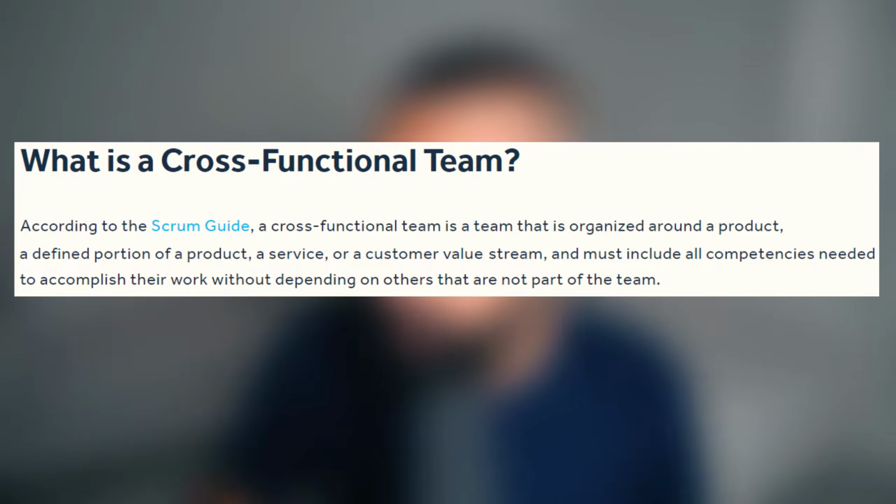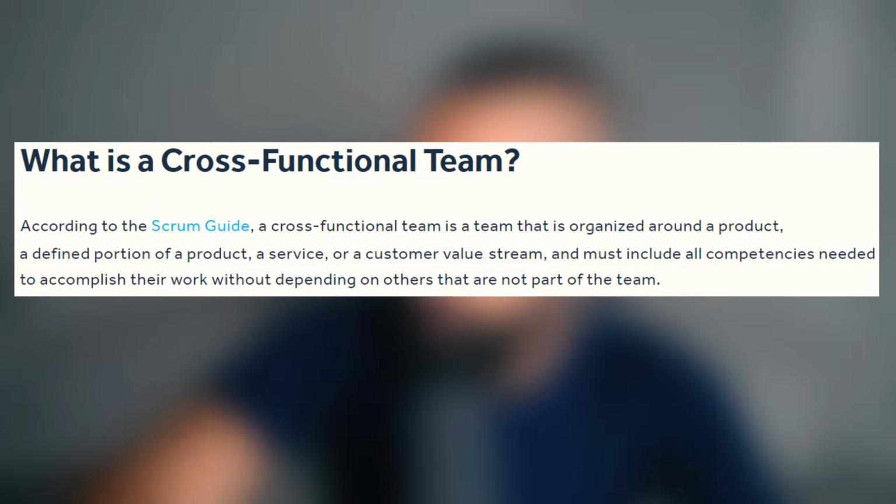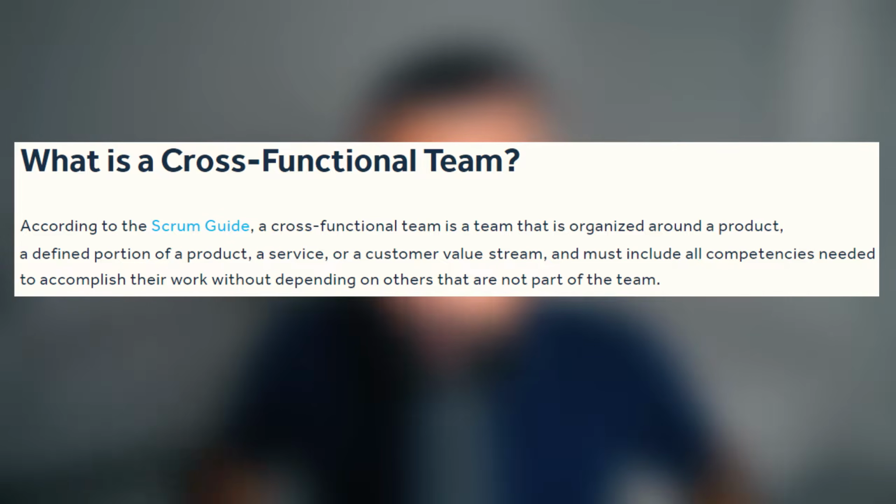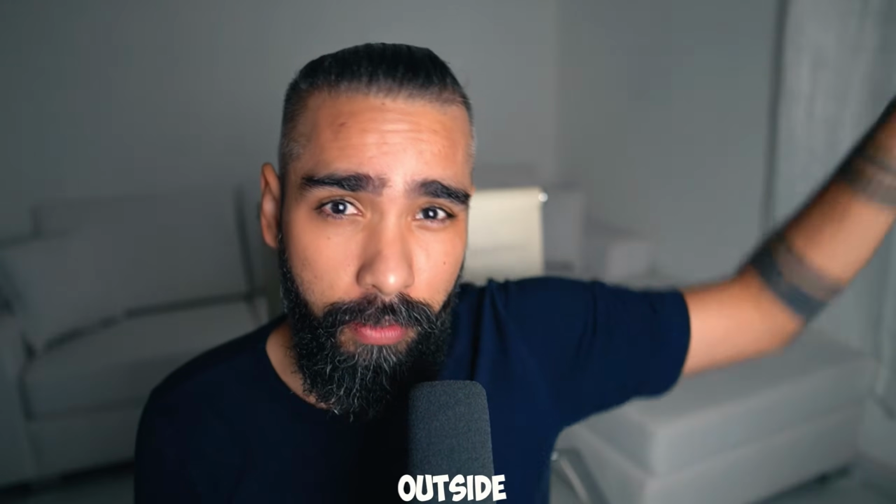Next is having a cross-functional team, which is a team that is organized around a product, a defined portion of a product, a service, or a customer value stream, and must include all the competencies needed to accomplish their work without depending on others that are not part of the team. Keyword here: not part. Depending on others not part of the team, depending on these people outside the team because we don't have the skills, knowledge, or even tools required to do something, you're adding complexity, more complexity in an already complex environment. Don't do that. Work with cross-functional teams.